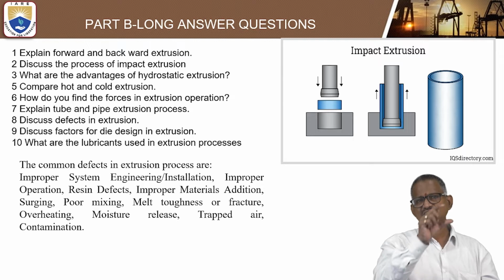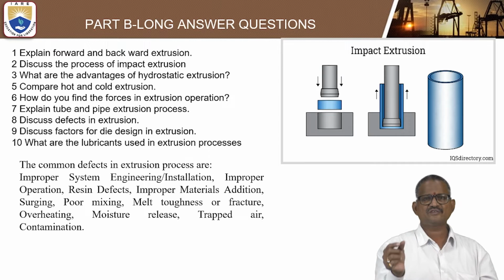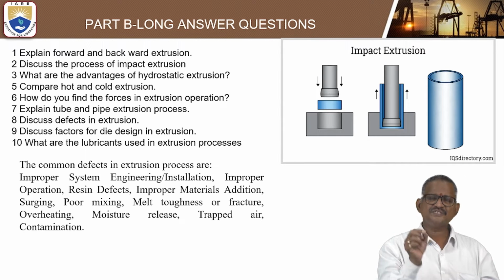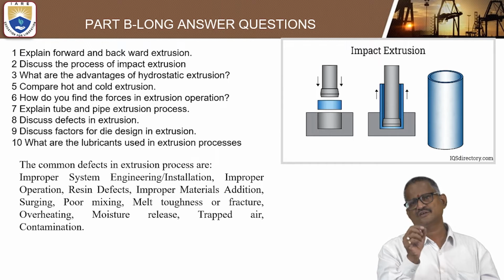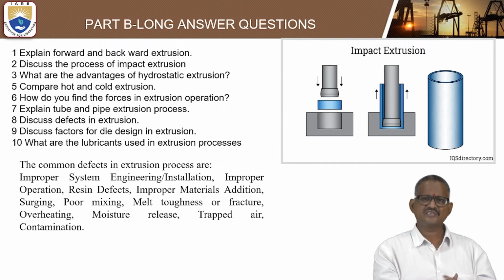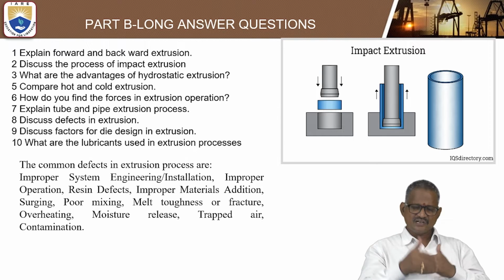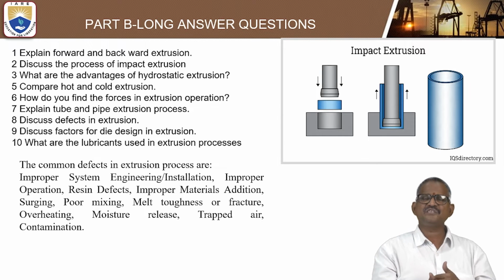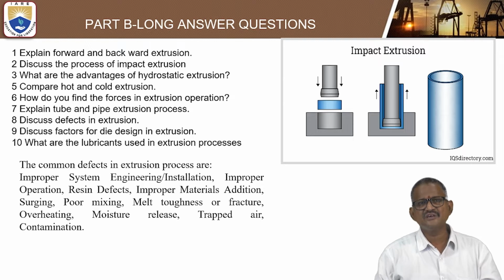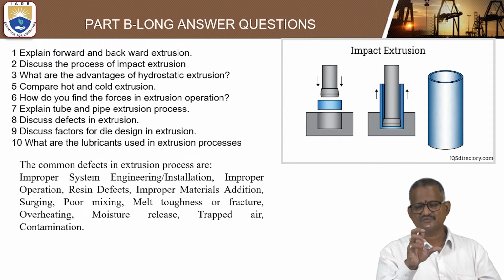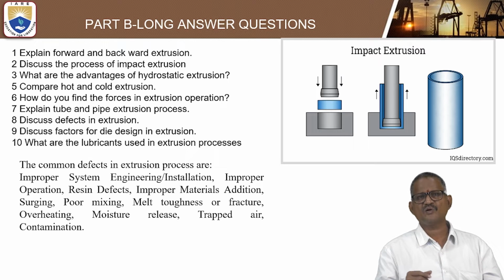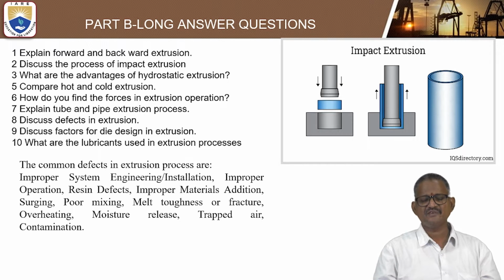So you can draw the line diagram of forward and backward extrusion, specify the names of the parts, and write the principle involved in the extrusion process, and the advantages, limitations, and applications of this extrusion. Also you can write that pipes, some designs, and some simple shaped components can be made with this extrusion process.